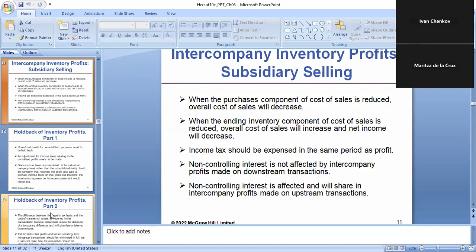So why will the non-controlling interest be affected? Simply because if there is a portion of the subsidiary that we don't own, that means for everything that the subsidiary is selling to us, all the profits generated from us, there will be a portion of that profit that doesn't belong to us, or that will be related to the non-controlling interest.